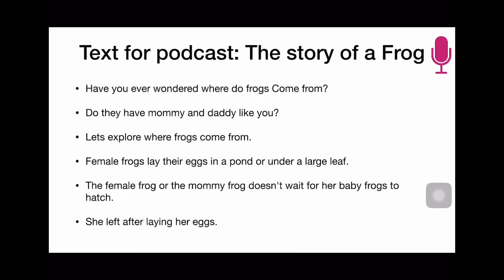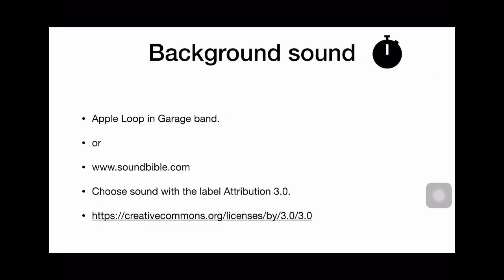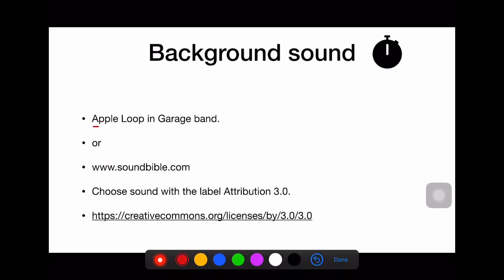Now here's the text for podcast for this exercise. The story of a frog. So what you can do is you take your smartphone and take a photo of this so that you can read it later. Background sound. You can find the background sound in Apple Loop, in Garageband. They do have some nature sounds or animal sounds in the Apple Loop.